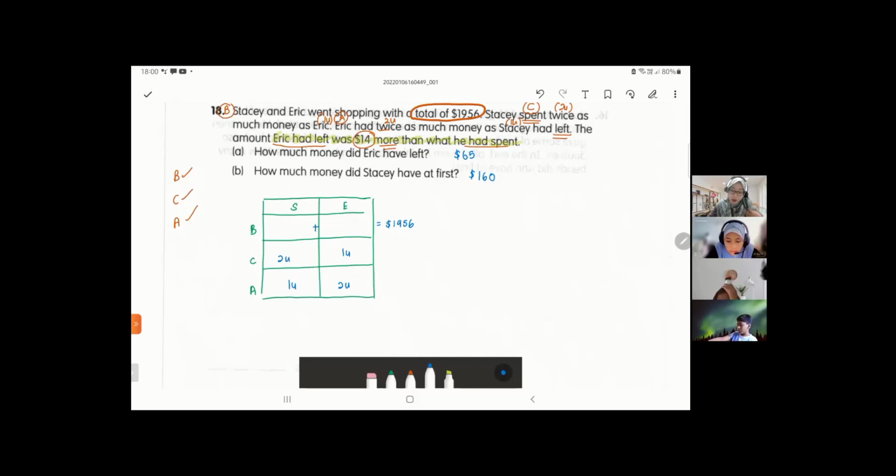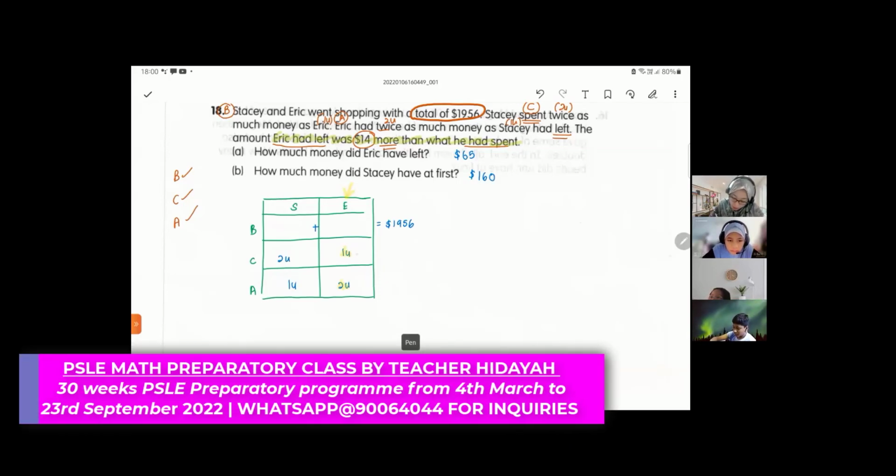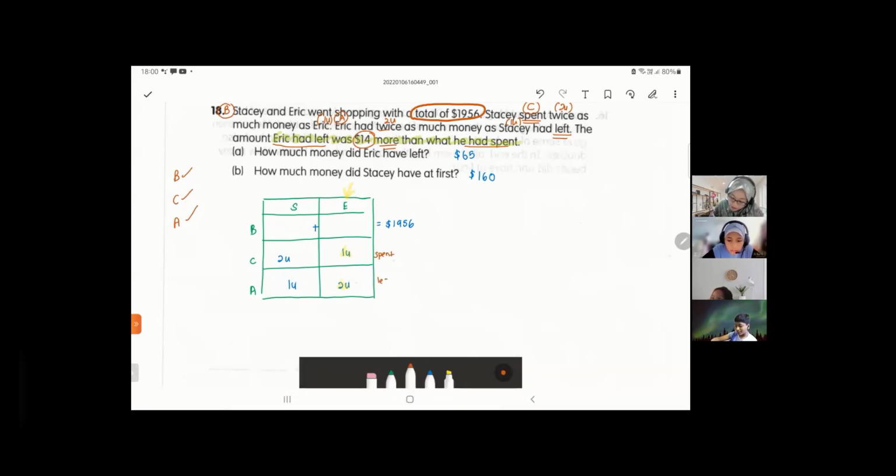Okay, so I would like to know all this information that I have here. If you look at Eric, whatever Eric had left was $14 more than what he have spent. So Eric, let's look at Eric then. Let me change this. Let's look at Eric. Whatever he have left and the one that he have spent. The leftover was $14 more than what he have spent. So if I want to compare, this is my spend and this is my left for Eric.